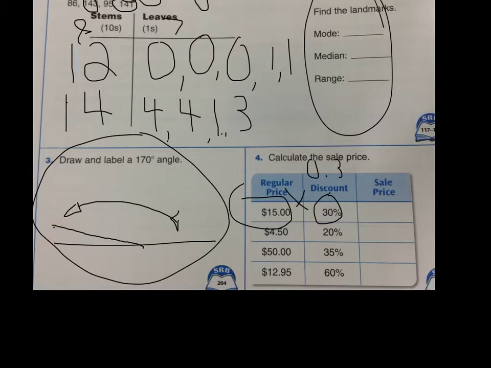Okay, and then over here for the discounted prices, convert the percentage into a decimal. 30% would be 0.3, and then just multiply 15 times 0.3. That'll give you the amount that you need to subtract from 15. That'll give you how much money you're saving, but you still have to subtract it from 15 to get the actual sales price.